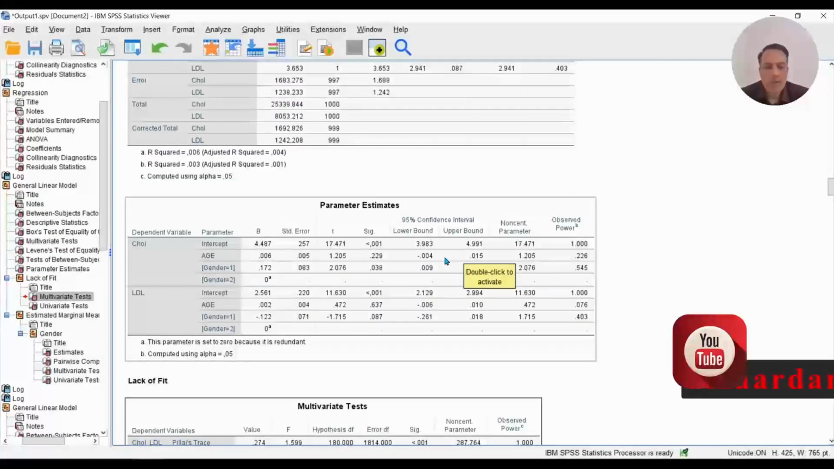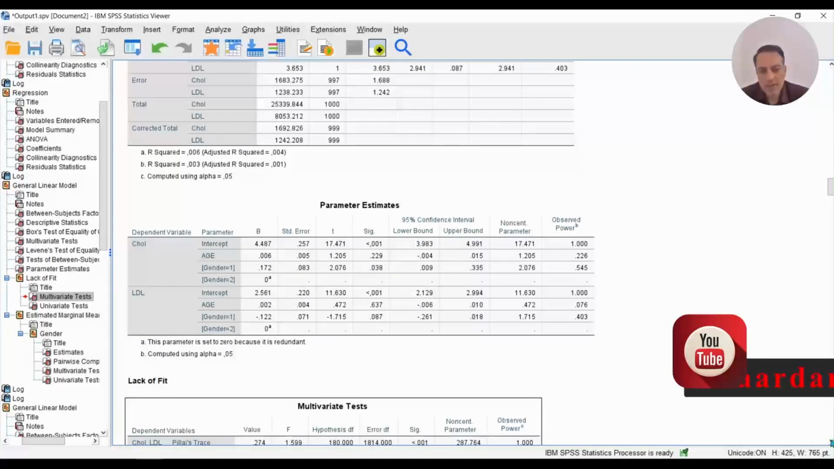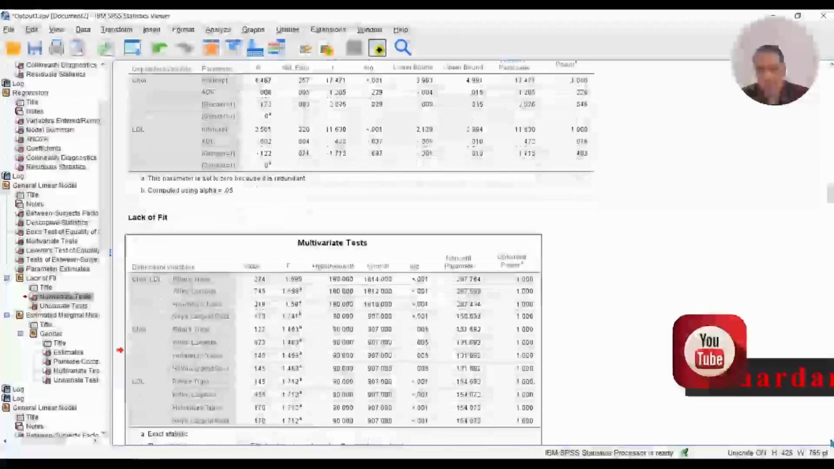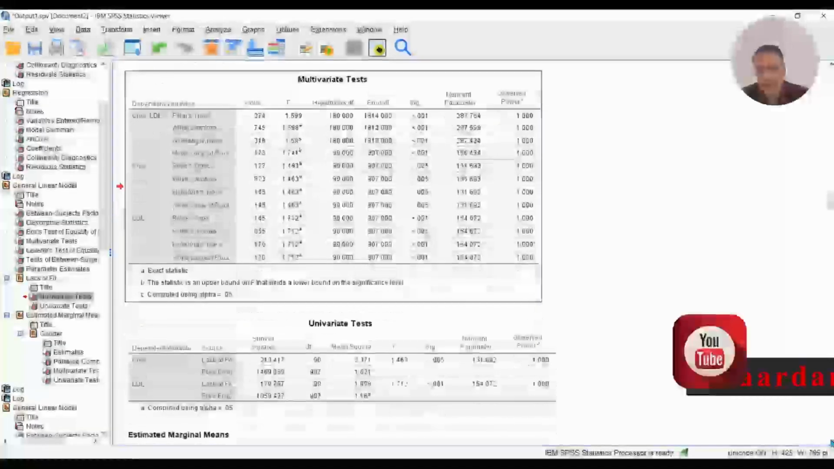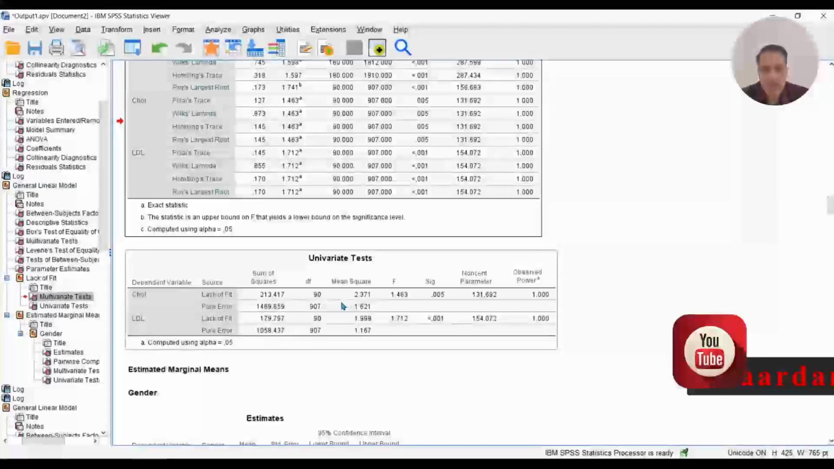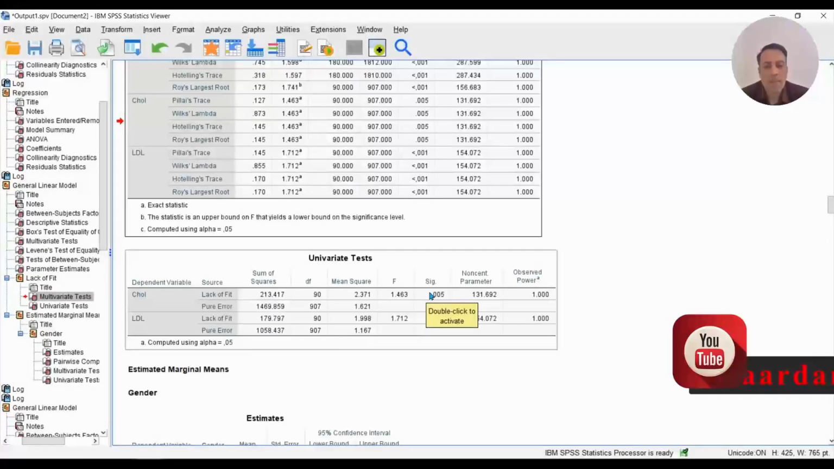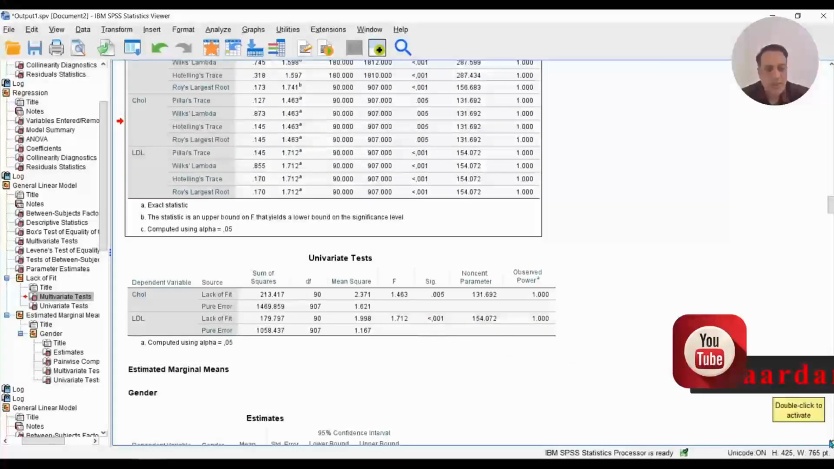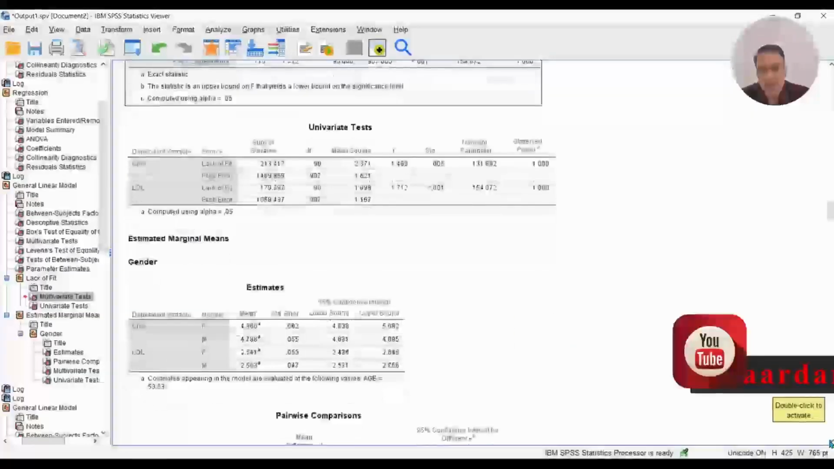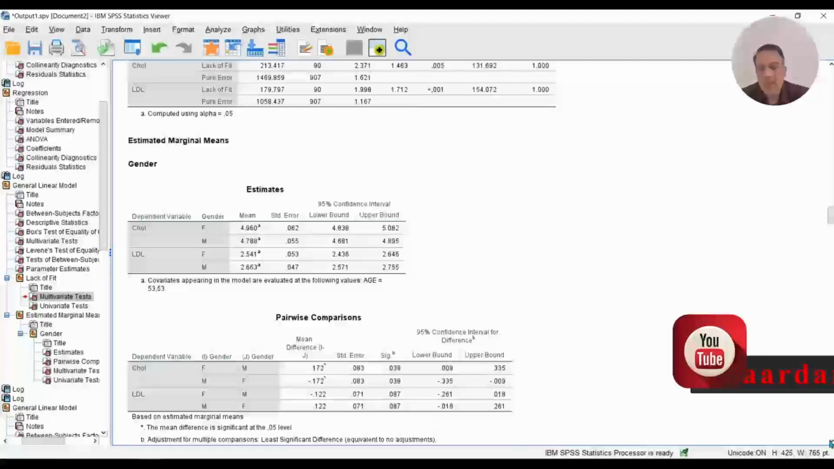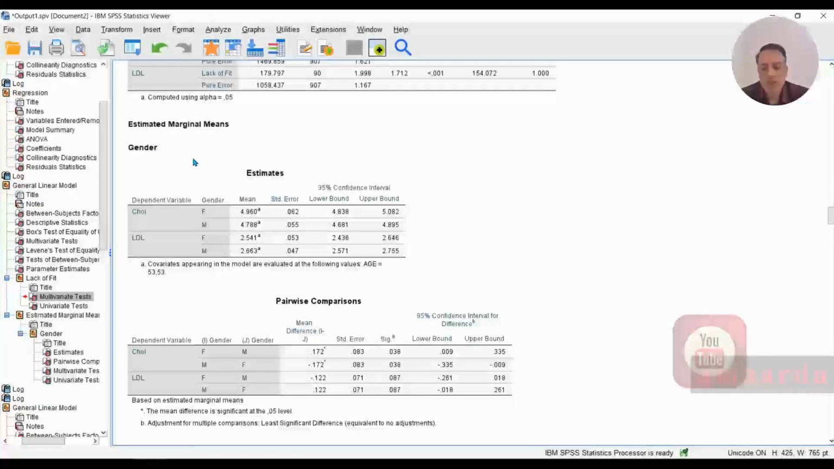Now it's time to check the lack of fit parts in SPSS reports, and we see that there is a table named univariate test, and now we see that the p-value is less than 5% alpha, and SPSS reports a lack of fit for these regressions. And then we can talk about estimated marginal means.